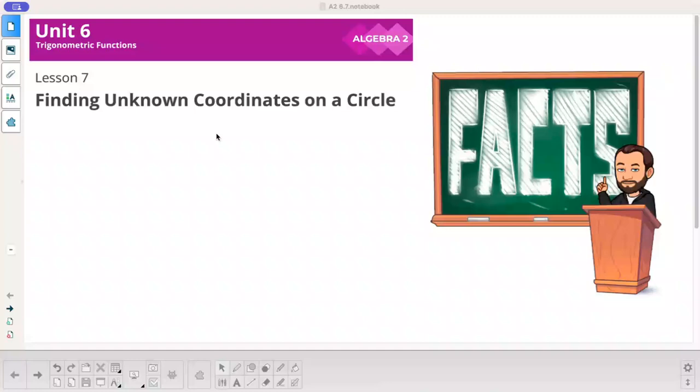Illustrative Math, Algebra 2, Unit 6, Lesson 7 is called Finding Unknown Coordinates on a Circle.